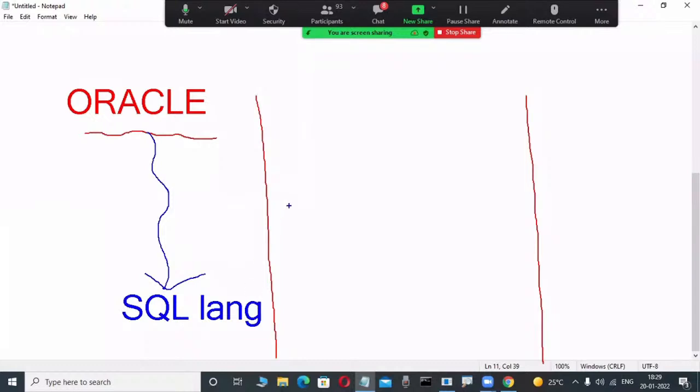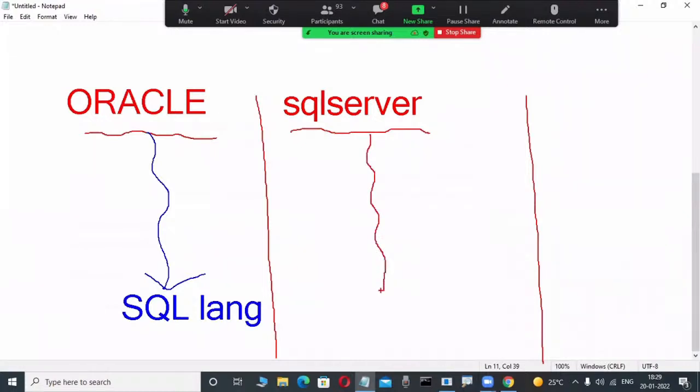Suppose in my company there is another project, also with a relational database product, from Microsoft: SQL Server. Some employees work on the SQL Server product, which is also a database product like Oracle. To operate SQL Server, they use one language only. What is that language? SQL is a language.